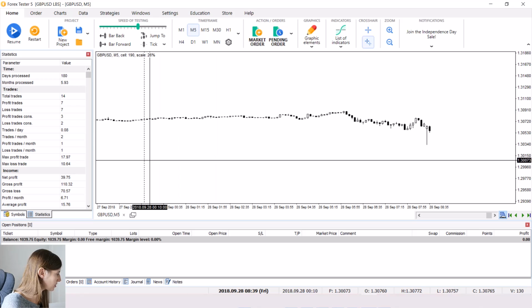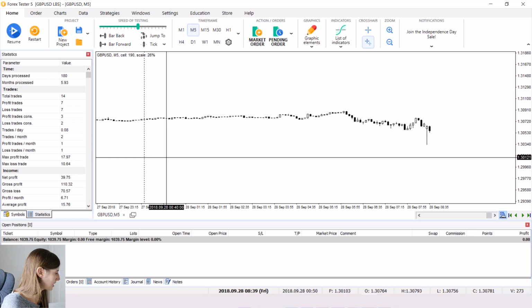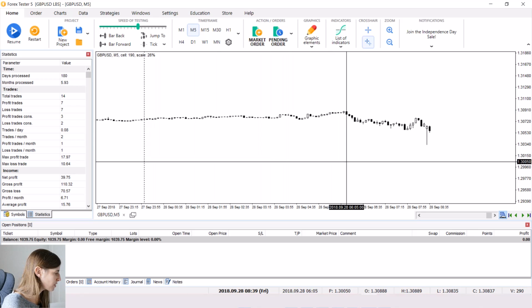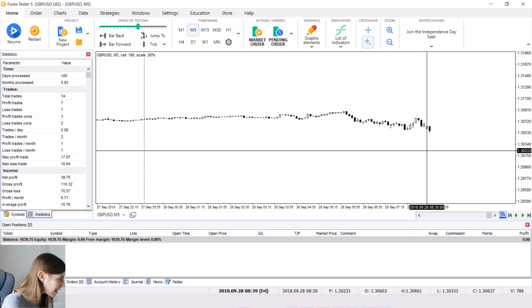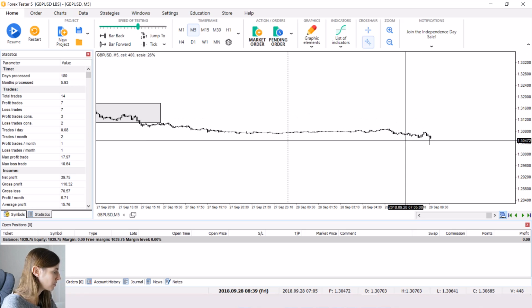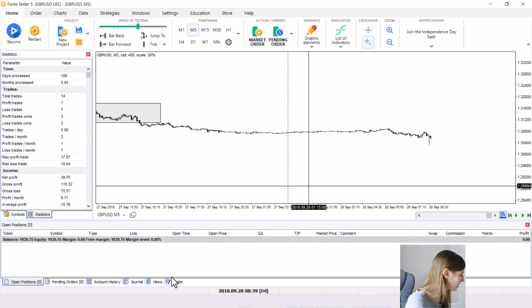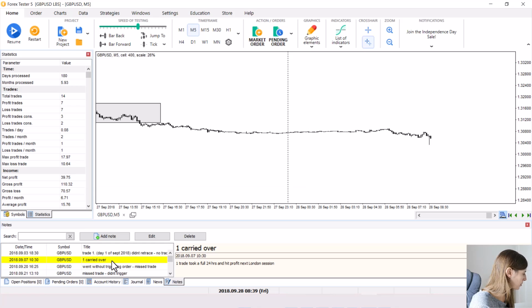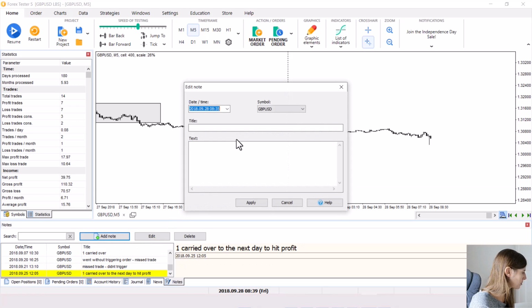Okay, so it actually took all day and then the rest of the Asian session to reach that target, and we hit it at 8:30 the next morning. So that's actually taken up the next day of the strategy as well. And this is where I've been adding notes. There's another one here, one carried over. So I'm going to add one here. The 28th one carried over.